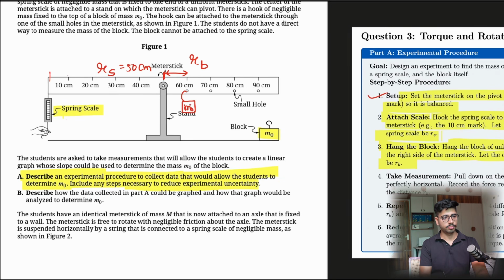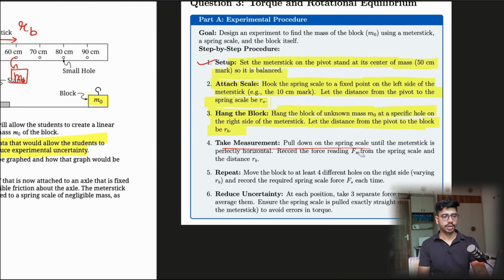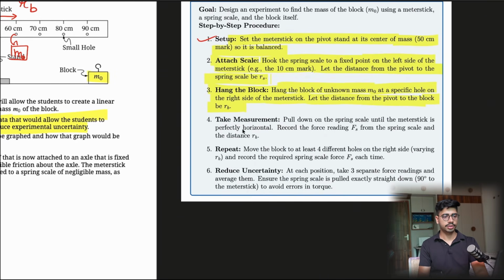This is the m0 mass where I'm hooking that. So everywhere I have to keep on changing the position of the m0, take a measurement and pull down the spring until the meter stick is perfectly horizontal, and determine the force reading of the RS from the spring scale and the distance RP. So every time you have to put the masses at different positions until it balances out properly. So you have to keep on doing that.